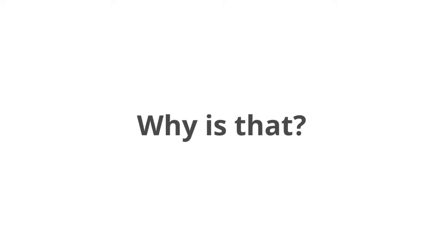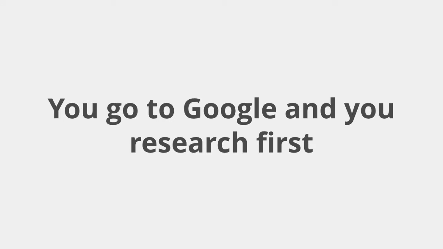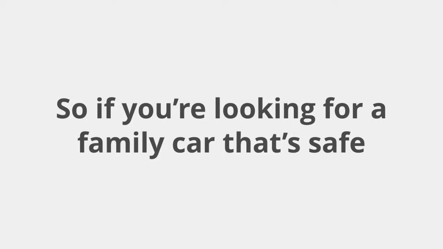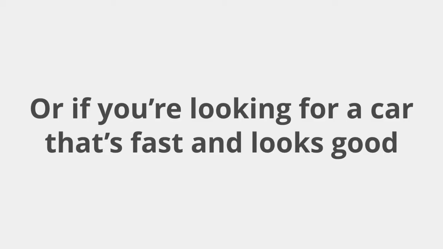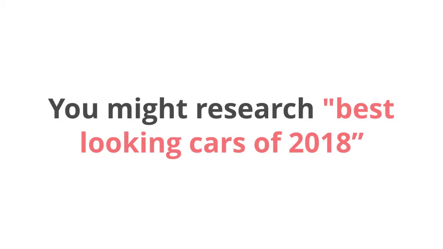So why is 70% of the buying decision made before someone contacts you? Well, think about how you buy something. Let's say you're looking to buy a car and you go to Google and research it. There are a few things in particular that you want the car to have, so you search for the things that you want. If you're looking for a family car that's safe, you might search for the best safe family car. Or if you're looking for a car that's fast and looks really good, you might search for something like the best looking cars of 2018.